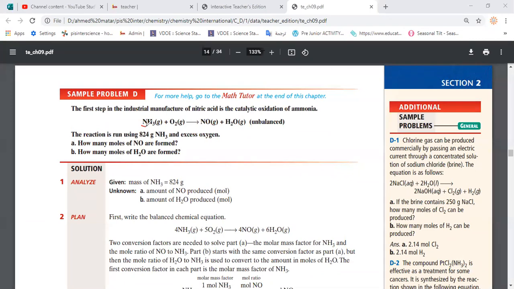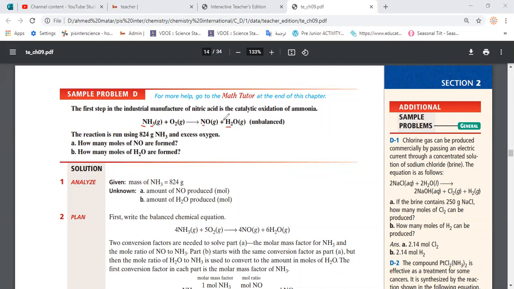Here, how many nitrogen atoms do we have? 1. And here? 1. So no problem with nitrogen. How many hydrogen atoms do we have here? 3. And here? 2. So is it balanced? It's not balanced. We should balance it. Which side must be increased? The product.